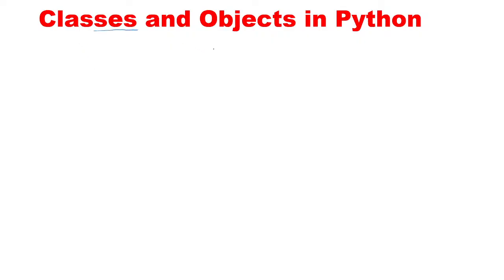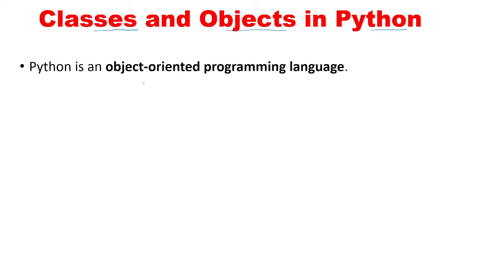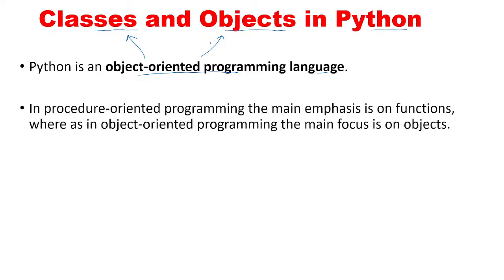So today's topic of discussion is classes and objects in Python. We know that Python is an object oriented programming language, and every object oriented programming language supports the definition of classes and objects. How these classes are defined in Python and how objects are created in Python, we will discuss today.